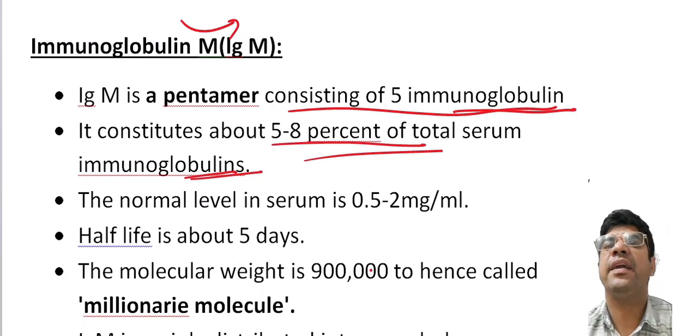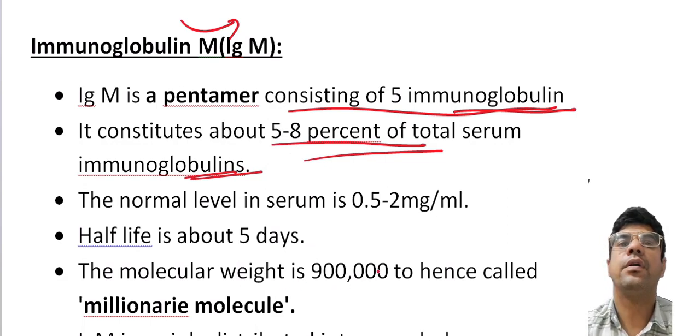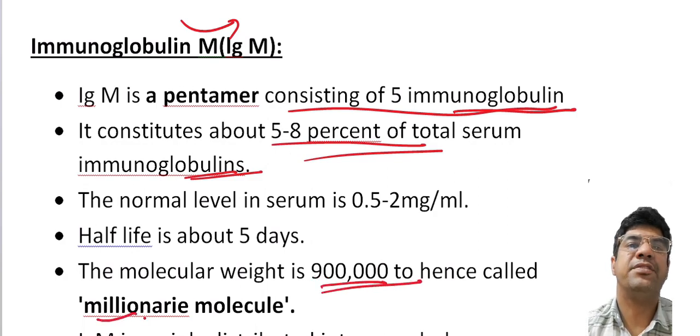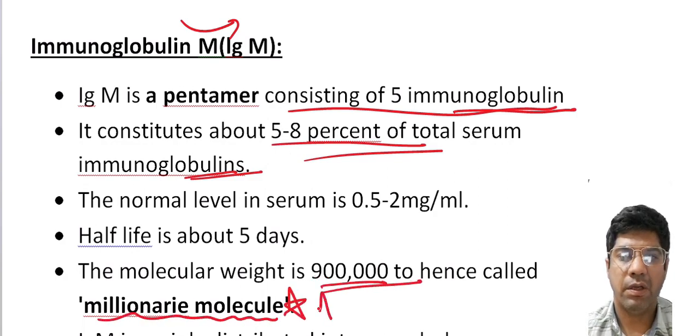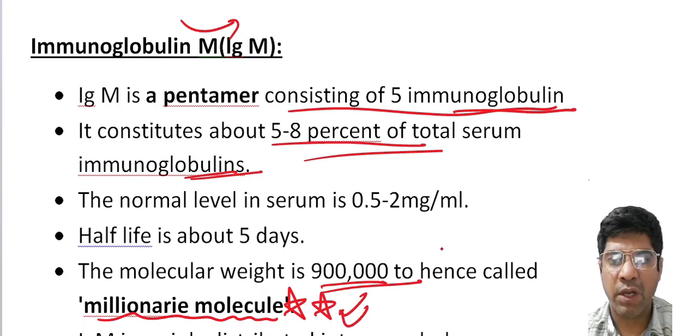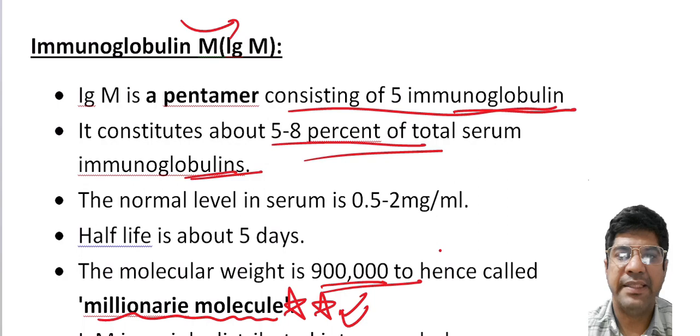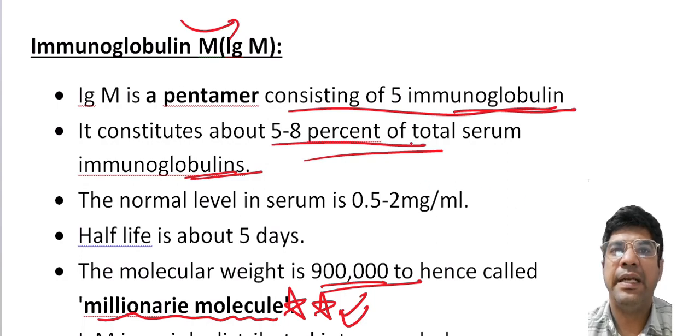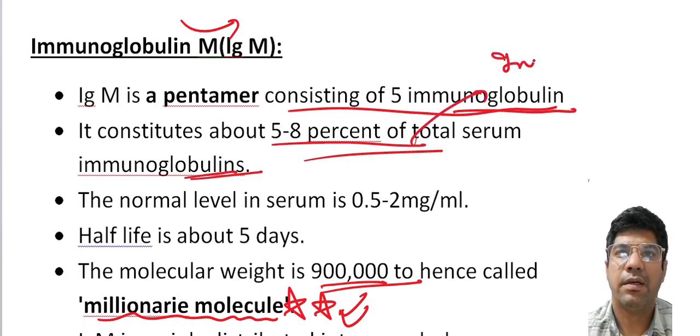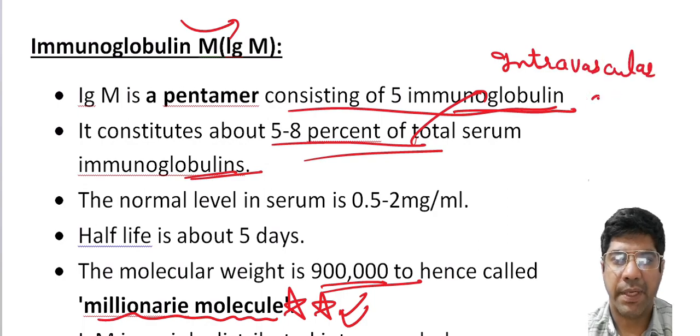So the molecular weight is around 9 lakh. So that is why it is known as the millenary molecule. So which one is a millenary molecule? It's the IgM. Most of the IgM is found within the intravascular compartment.